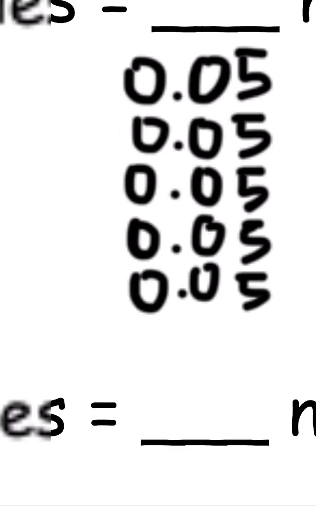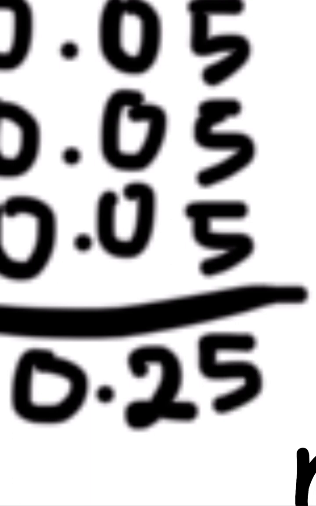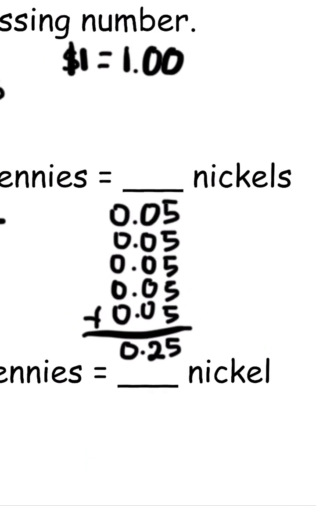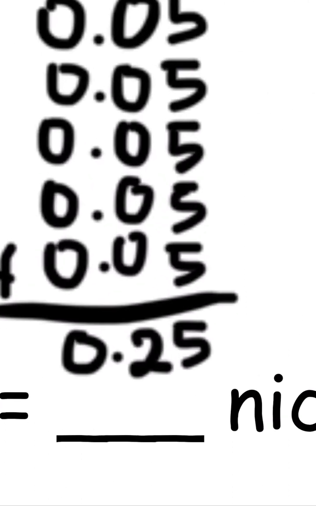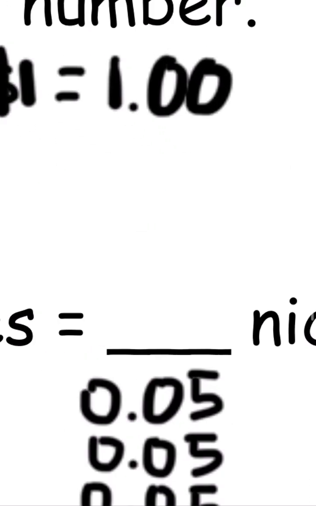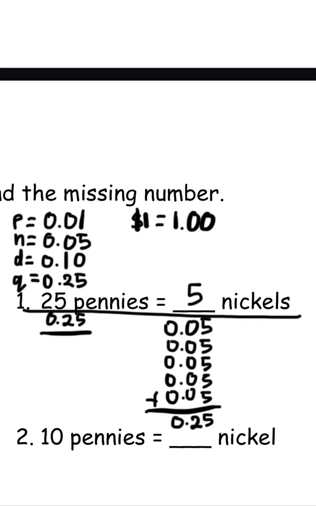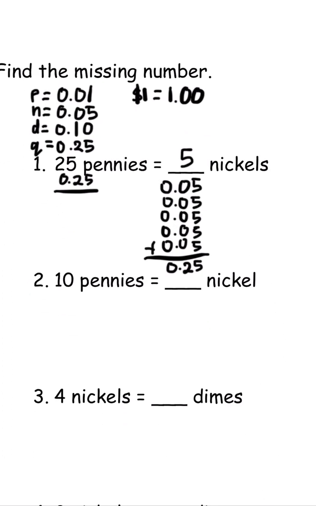First, we need to add a few of them. So if we add 5 of the nickels, we're going to get 0.25. Since 5 times 5 is 25, so 0.05 times 5 is going to be 0.25. So 25 pennies is going to equal 5 nickels for number 1.